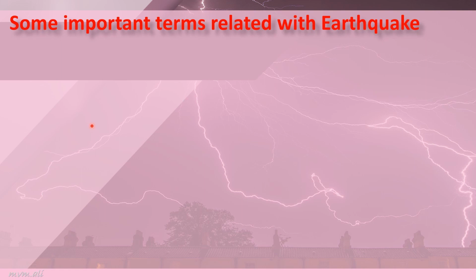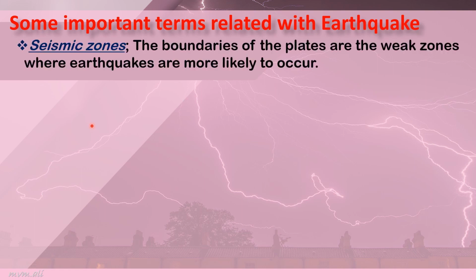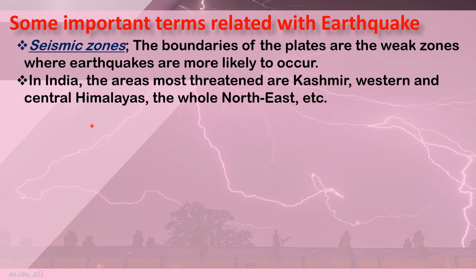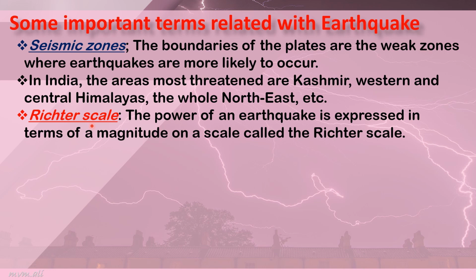So just read that. We are focusing only on the science behind it. So let's see some terms which are related to the earthquake. First one is seismic zones. The boundaries of plates are the weak zones where earthquakes are more likely to occur. So these regions or zones are called seismic zones. In India, the areas most threatened are Kashmir, Western and Central Himalayas, the whole Northeast, etc. Many places are there. Some of this is given in your textbook. Just read that.